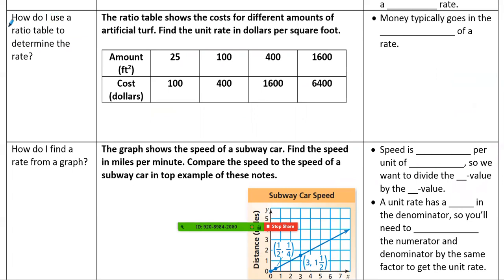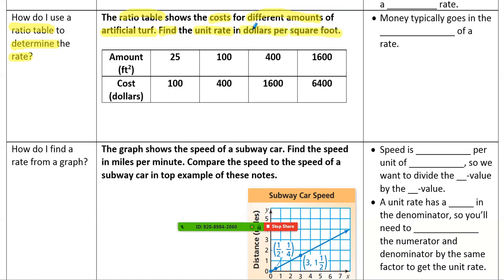How do I use a ratio table to determine the rate? Okay, the ratio table shows the costs for different amounts of artificial turf. Do you guys even know what that is? It's like fake grass, like in the backyard. It's the stuff baseball players used to complain about playing on because it would injure them. Anyways, find the unit rate in dollars per square foot.